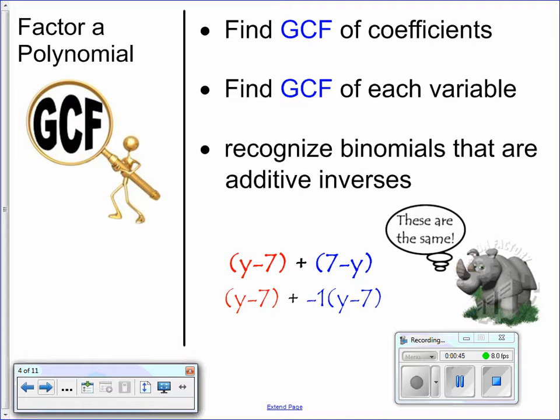When you're factoring a polynomial, find the GCF of the coefficients, then find the GCF of each variable, and just make sure that you recognize that y minus 7 and 7 minus y are not exactly the same. But if I factor out a -1, that gets that to be plus and this to be minus, and then they are the same.